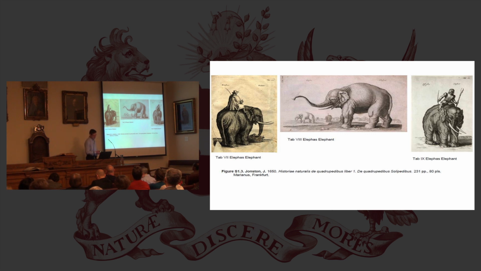The third of the citations by Linnaeus, of Johnston, 1650, contains these illustrations, and these by contrast are clearly Asian elephant. You can see that from the size and shape of the ear, the convex back, everything about them. So as Tom touched upon, almost certainly for Linnaeus, he wasn't really recognising these as separate species, or he would have given them separate names.